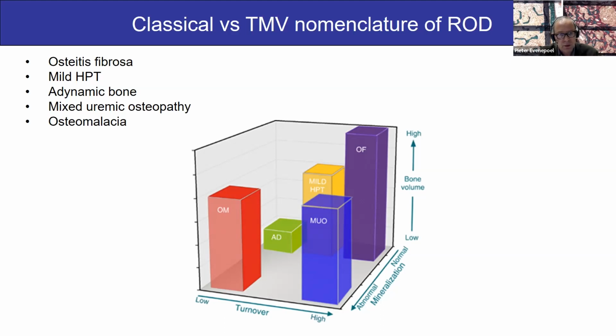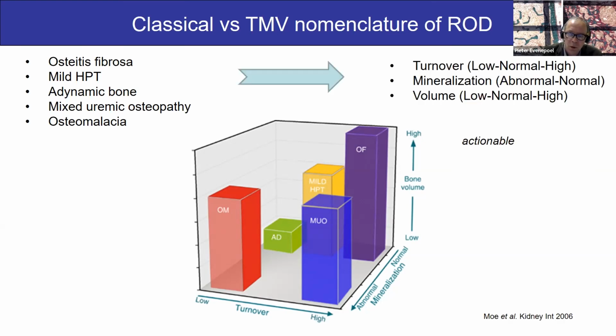But this terminology was not saying that much to the nephrologist, and they didn't know exactly how to go on with this diagnosis. That was one of the reasons why some years ago it was decided to move on to what we now call the TMV classification, according to turnover, mineralization, and volume, which is much easier to interpret by the referring nephrologist. So it's much more actionable than the former categorical classification in osteitis fibrosa, adynamic bone, and so on.